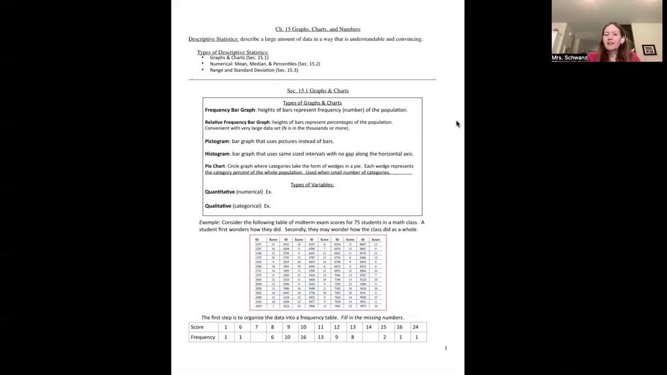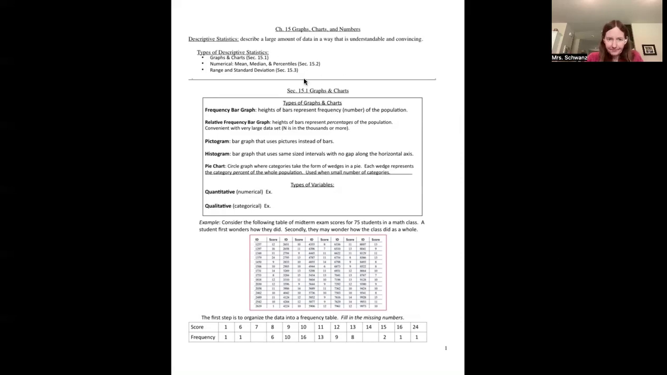For example, we're going to see an example in a second. We're going to collect all of these test scores, and all of these numbers collected from these people are what's called the data set. And then each individual test score would be called a data point.